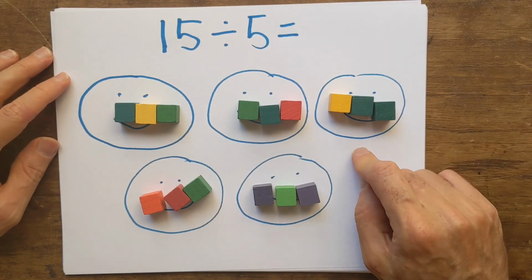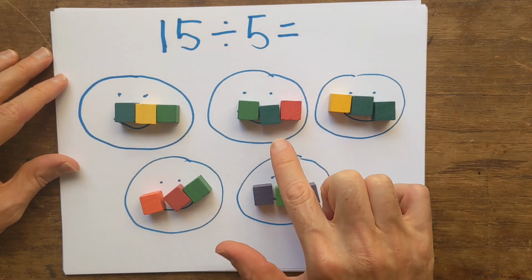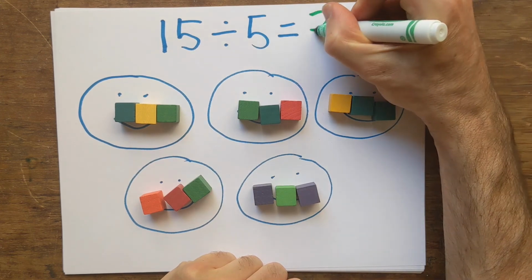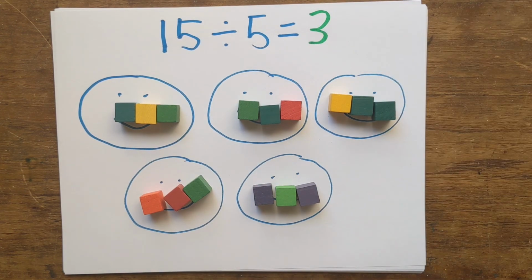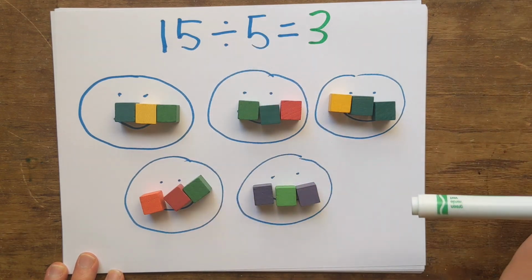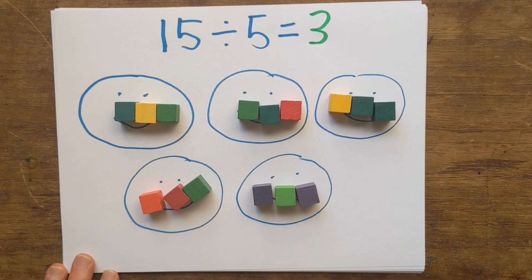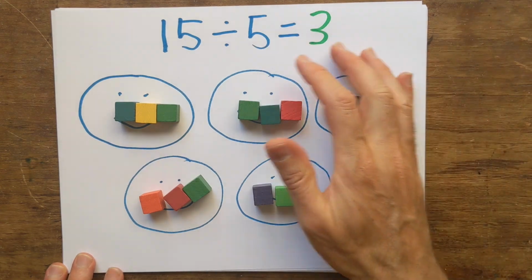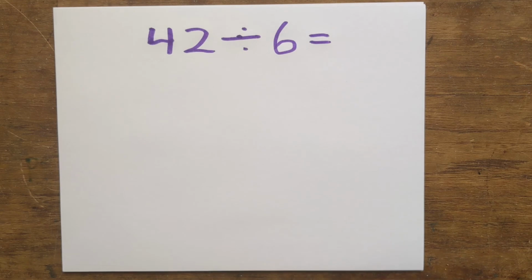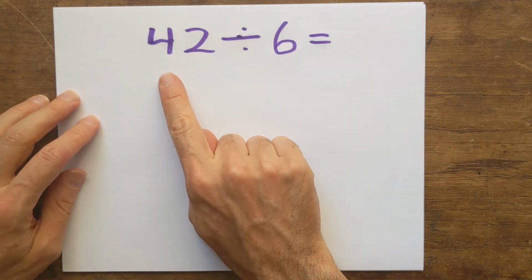So now we're going to count. How many does each person have? Oh, I can just see. It's 3. So the answer is 3. 15 divided by 5 is 3. When you have 15 things and you divide them between 5 people, each person gets 3. That's what that question means. Let's do a harder one. Whoa, that's a much bigger number.